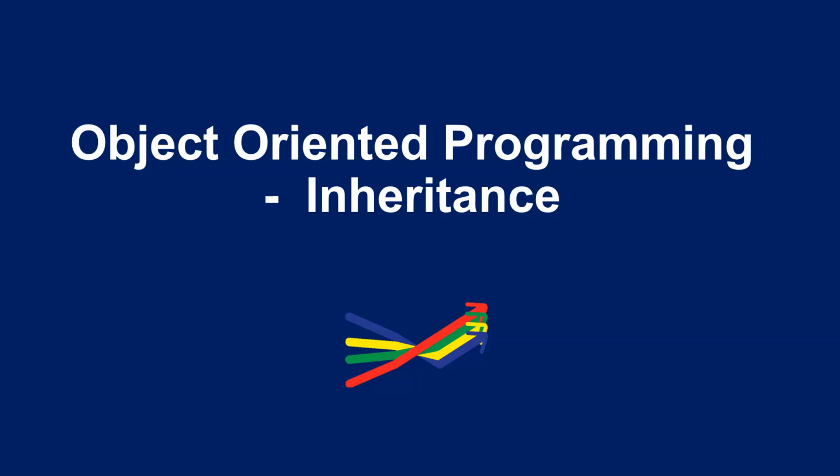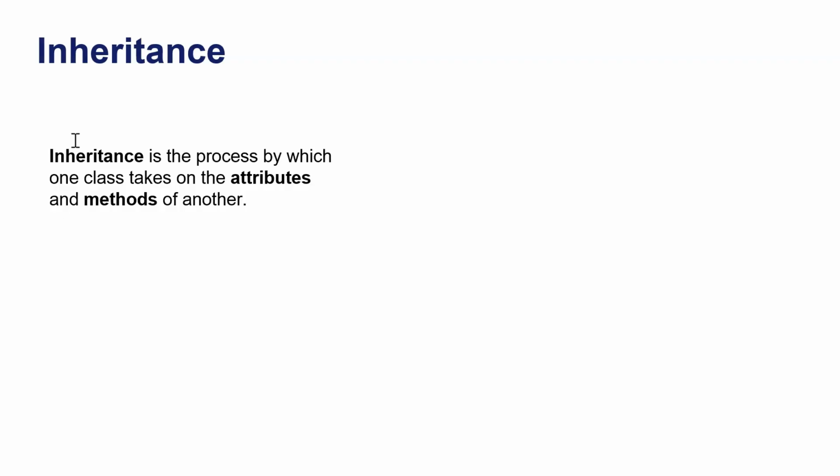In this video, I want to introduce the concept of inheritance in object-oriented programming and the two classes from Scikit-learn that we're going to inherit to make the transformers for this course. Inheritance is the process by which one class takes on the attributes and methods of another class.